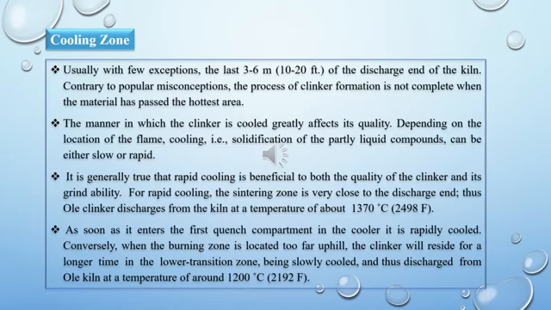Conversely, when the burning zone is located too far uphill, the clinker will reside for a longer time in the lower transition zone, being slowly cooled and thus discharged from the kiln at a temperature of around 1200 degrees centigrade, which is 2192 Fahrenheit.